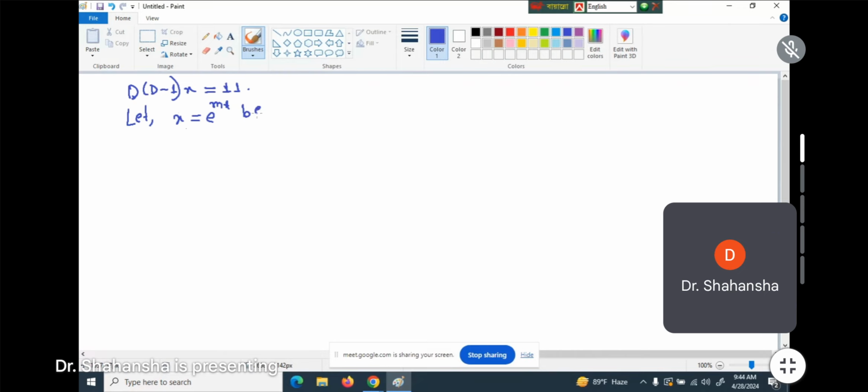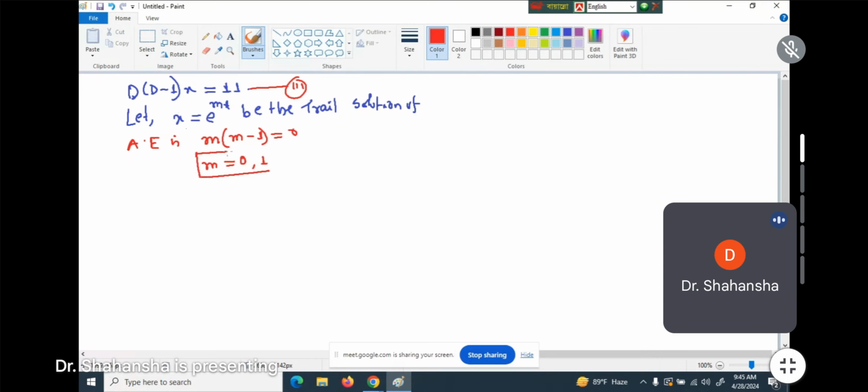With the trial solution, maybe this is issue number 3. So the auxiliary equation is m into m minus 1 equal to 0.